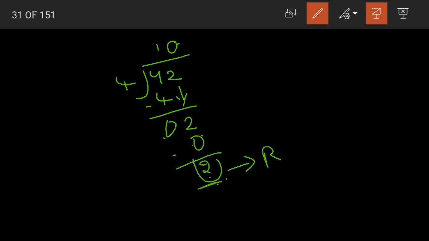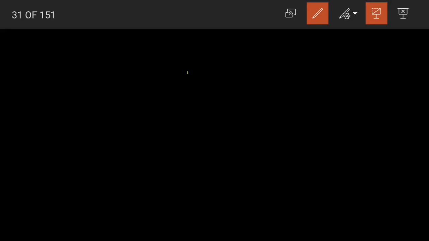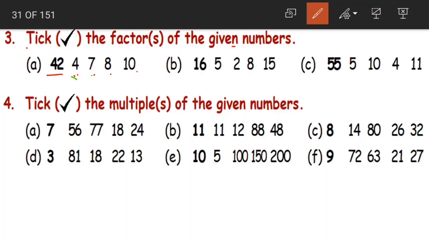Yes or no? Is this complete? Is 42 completely divisible by 4? No. So is that a factor? No. So we will not take it. Next we have 7. 7 sixes are 42. When we subtract, 0 is remaining. So 7 becomes a factor of 42. So we will take it.